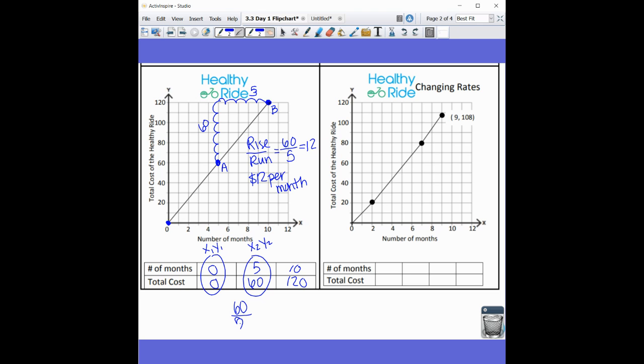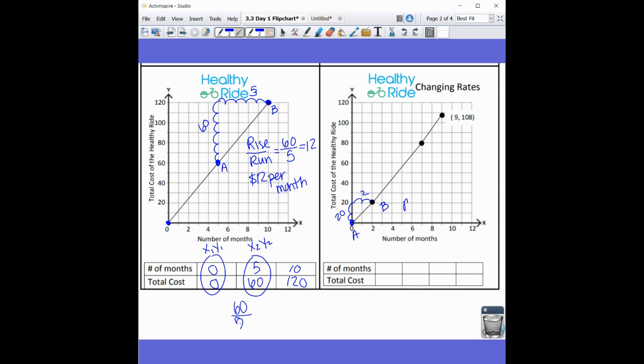The second graph, you're going to notice it's a little bit different. I have 3 coordinate points, so if I just look at this first point, A to B, my vertical change is 10 and 20. My horizontal change is 2. So what's the slope of the line from A to B?